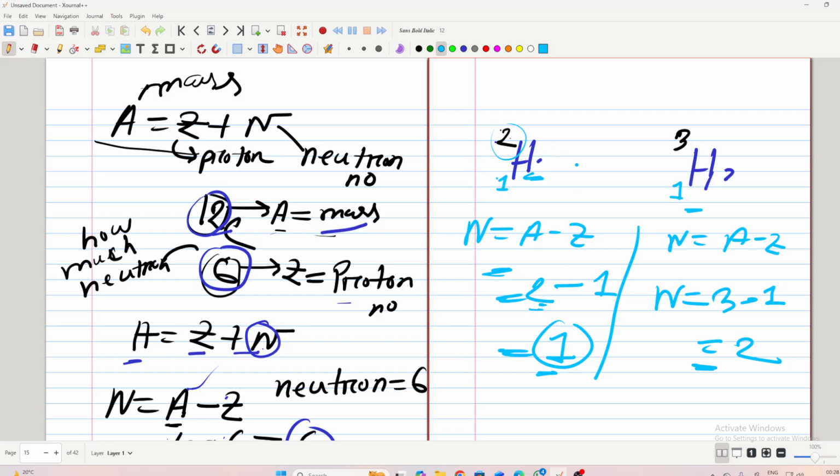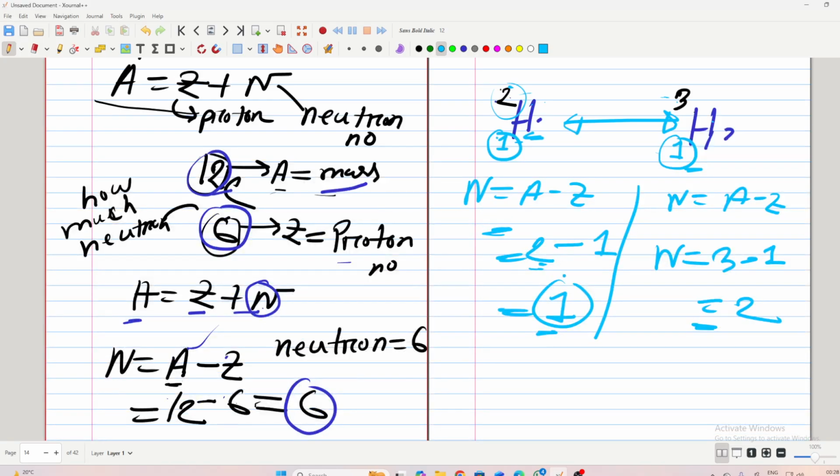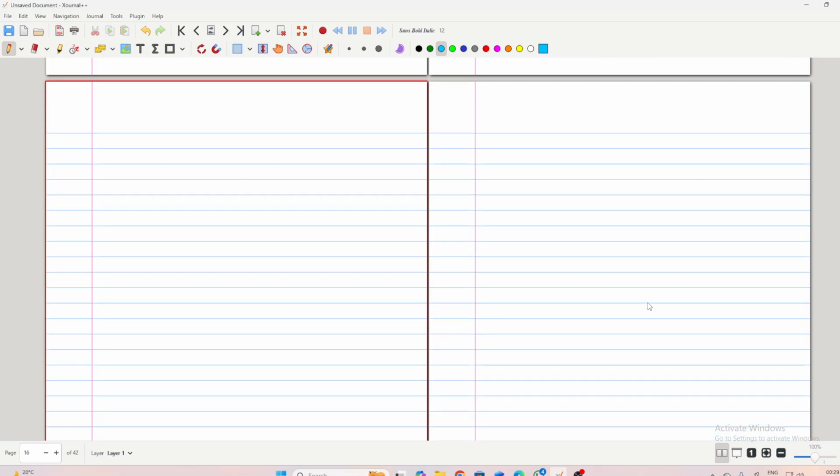That means these are isotopes, right? We can see why these are isotopes: it has 1 proton and it has 1 proton. If two atoms have the same number of protons, they are called isotopes. In isotopes the proton numbers are the same, but the mass numbers are different. This hydrogen's mass is 2, this hydrogen's mass is 3, and this hydrogen's neutron number is 1 and this hydrogen's neutron number is 2. Am I clear? So we can reach a conclusion.